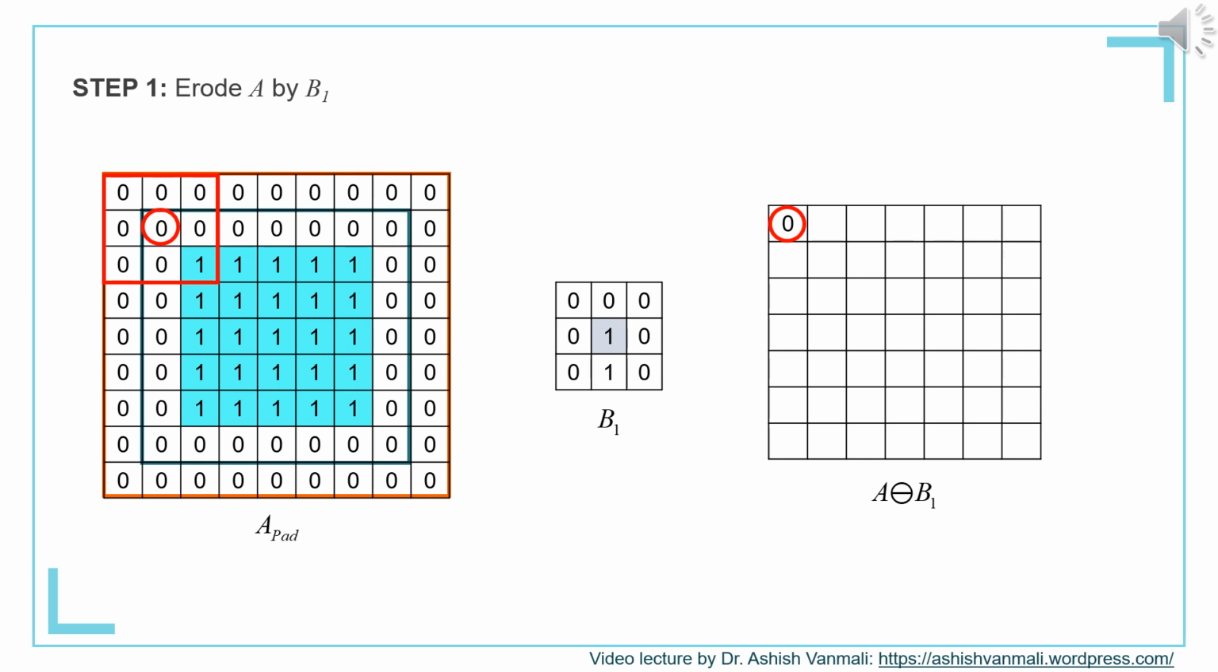Here you can see that we have kept the center of the structuring element at the first pixel of A and the corresponding underneath subimage is shown with a red boundary, where the center is shown with a red circle in the first image. And you can see that the underneath subimage, if you compare with the structuring element, then the structuring element is not totally contained by the corresponding subimage. Hence, the output will be 0, which is shown in the third figure.